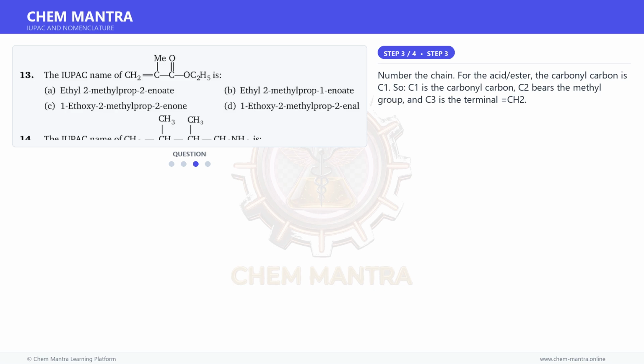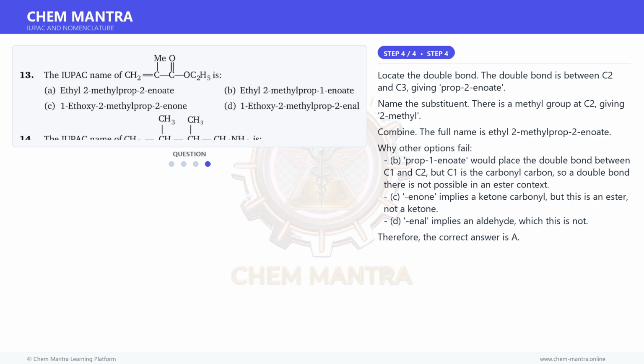Number the chain. For the acid ester, the carbonyl carbon is C1. So, C1 is the carbonyl carbon, C2 bears the methyl group, and C3 is the terminal =CH2. And for the next step, locate the double bond. The double bond is between C2 and C3, giving prop-2-enoate.